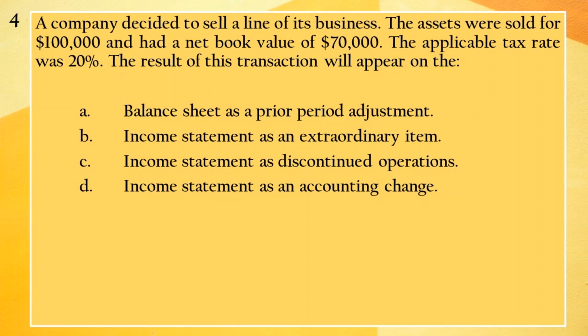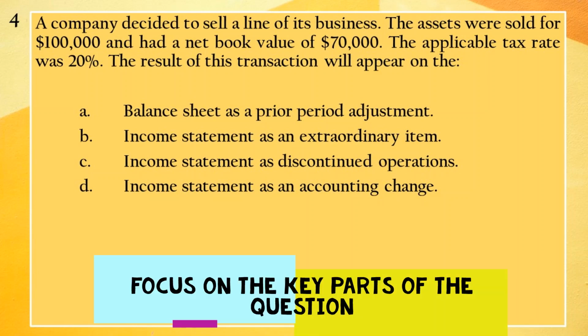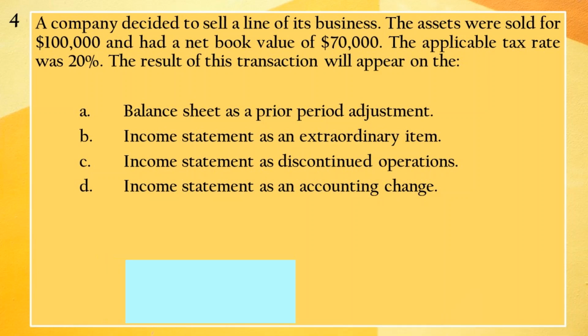So notice that they give you all of this quantitative information about what the assets are, what the book value is, what the tax rate is. You really don't even need that. All you need to do is understand what the transaction is and how it affects the financial statements. So, since this is a sale of a business that is no longer in operations, we know that it will affect income, so we know that A is automatically eliminated. So we've narrowed our answers down to 3 choices. We know that it impacts the income statement primarily.